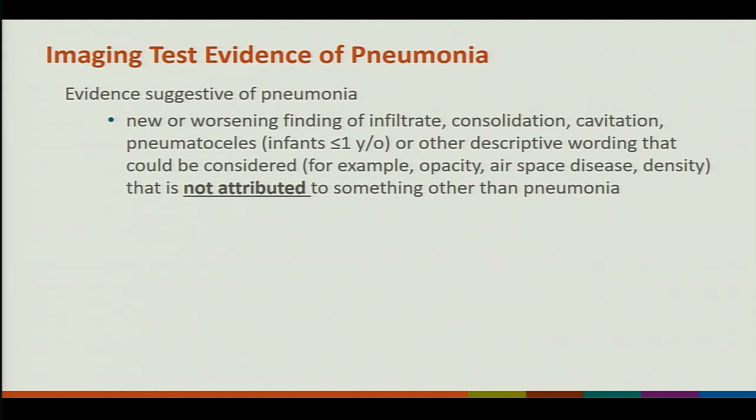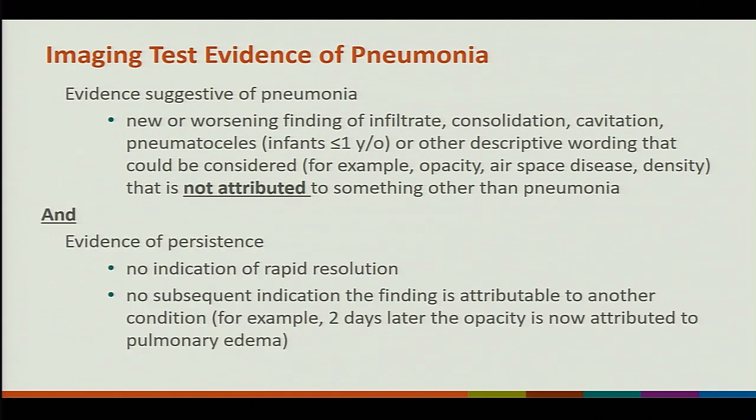So we need evidence that's suggestive of pneumonia. You need a new or worsening finding of infiltrate, consolidation, cavitation, or pneumatoceles if the patient is less than or equal to 1 year of age, or other descriptive words that we consider to be useful, for example, opacity, airspace disease, density, and in the report, they cannot be attributed to something other than pneumonia. That's a catching point.